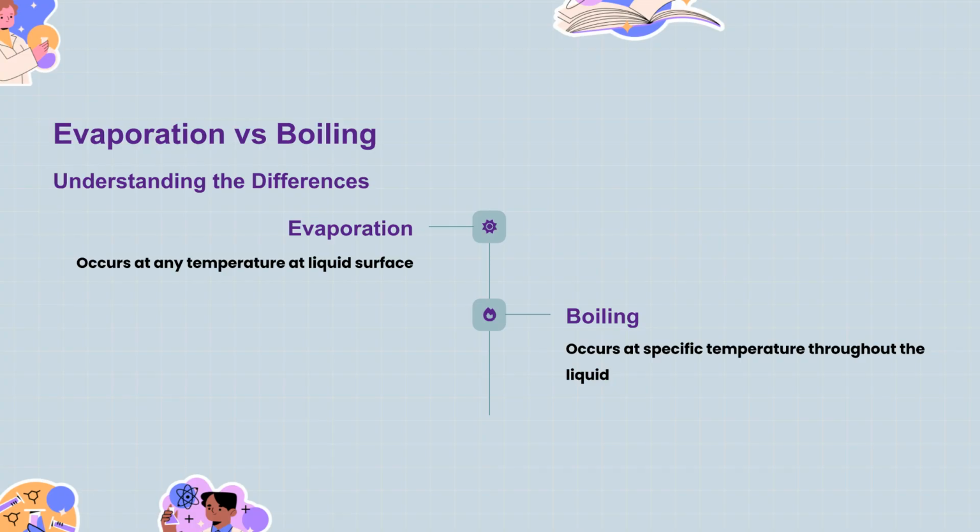The key difference between evaporation and boiling is where they occur. Evaporation happens at any temperature, only at the liquid surface, while boiling occurs at a specific temperature throughout the liquid.